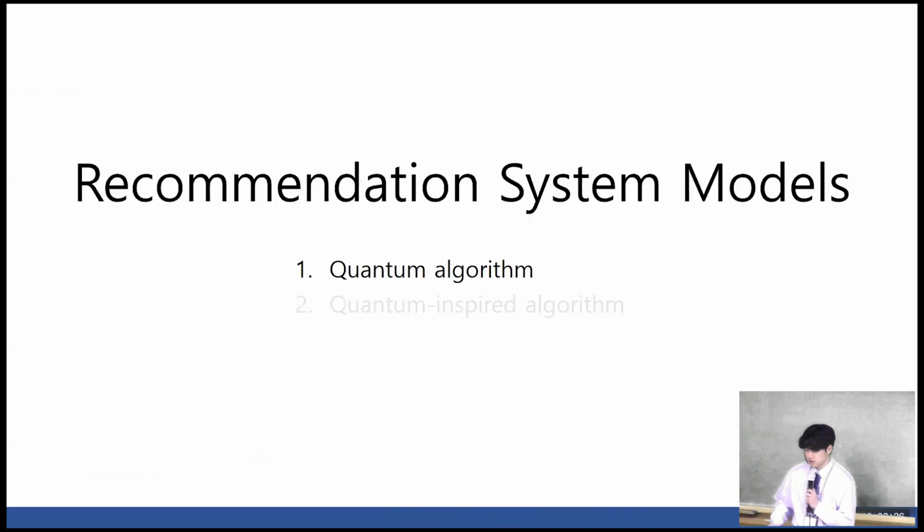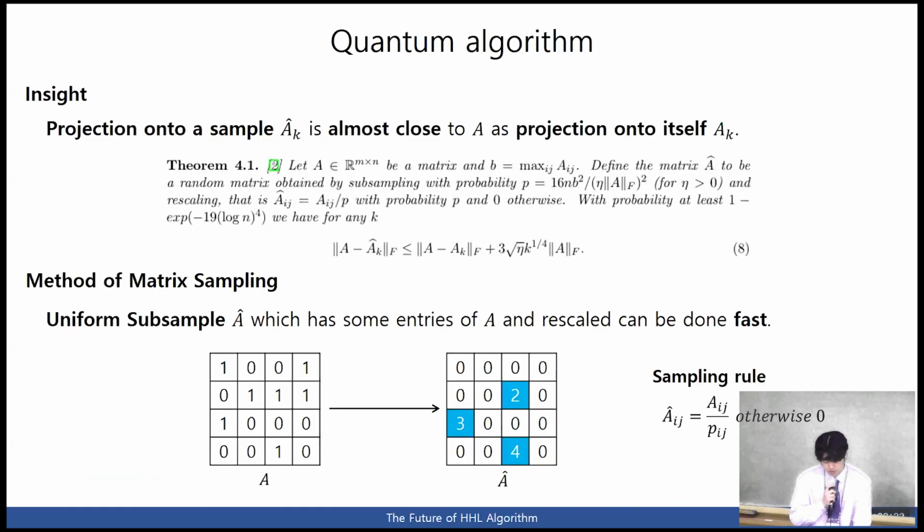Okay, then I'm going to explain the quantum algorithm used for the recommendation system. In quantum algorithms from prior research, we use the theorem that the projection onto the sample A_K is close to the projection onto A itself on A_K. Therefore, low rank approximation like I discussed before can be efficiently achieved using sampling methods underneath my PPT. By defining a sampled matrix A_K, which includes some scaled entries from the original matrix A, we can achieve similar results without significant loss of accuracy.